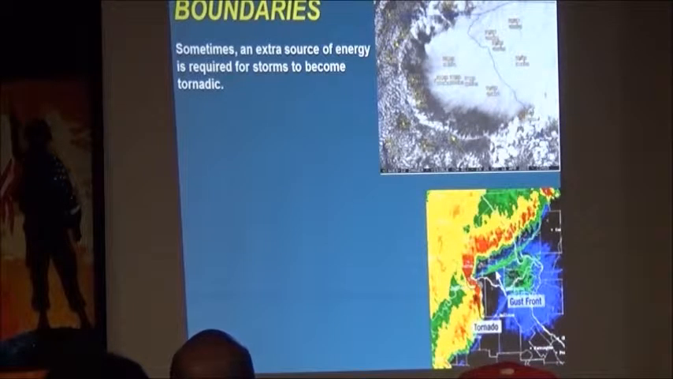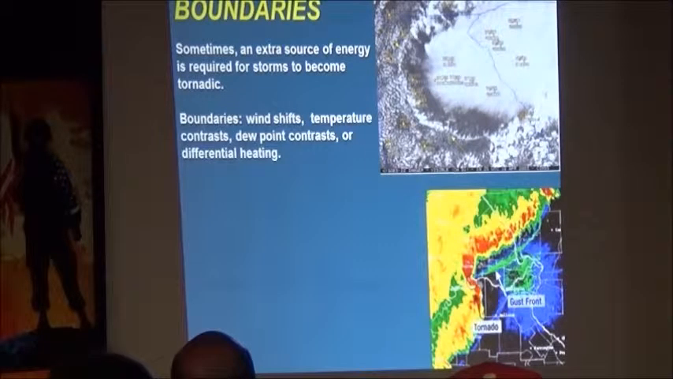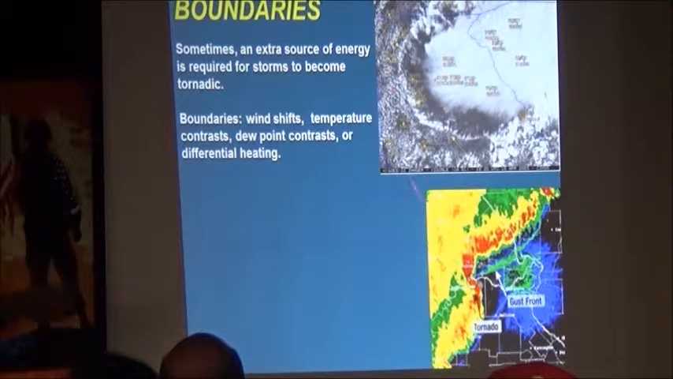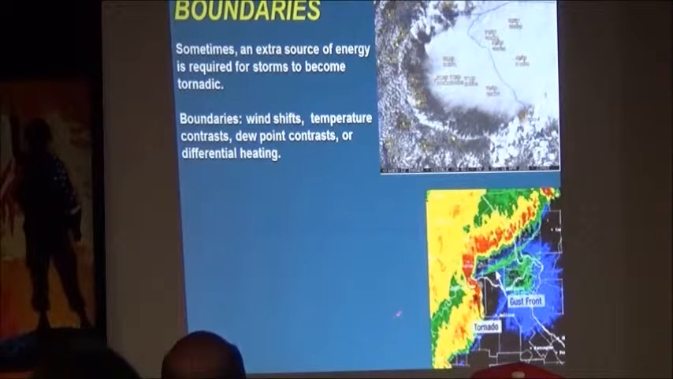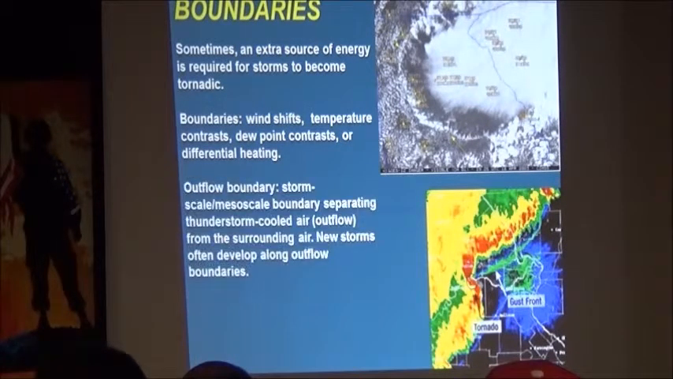All right, boundaries. Sometimes an extra source of energy is required for storms to become tornadic. Boundaries can provide that in terms of wind shifts, temperature, moisture differences, and differential heating. This is a boundary right here from satellite imagery. There's a boundary, outflow boundaries. We talk about the rotors class out ahead of storms here. The tornado, by the way, developed right there, right where this outflow boundary intersected the storms. So they're important.